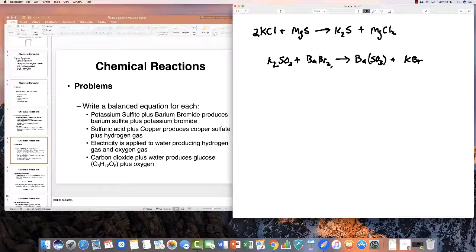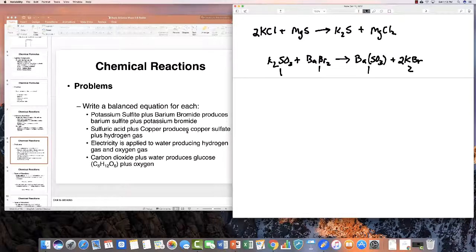And what you see here is you have two here and two here, but only one here, so you need a coefficient of 2 here to balance this equation. And what these two equations tell you is that one molecule of potassium sulfite combines with one molecule of barium bromide to produce one molecule of barium sulfite and two molecules of potassium bromide. So the ratio is 1:1 to 1:2. Let's look at this next one.